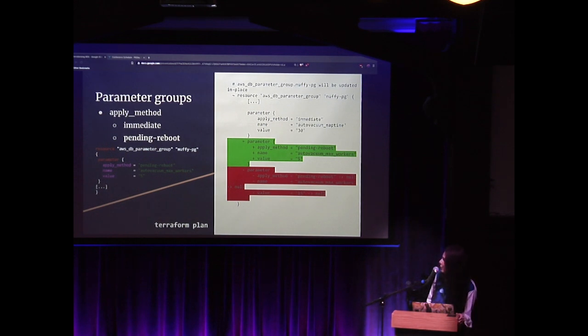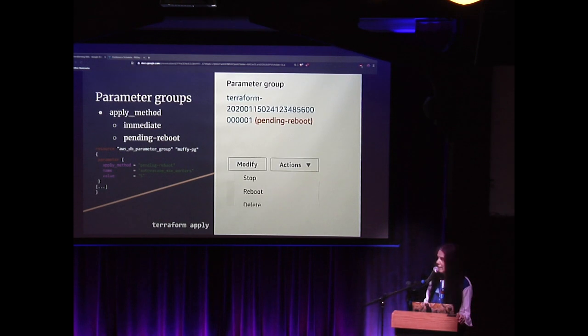If it's a pending reboot parameter, you do the same thing, you get the same plan, you go ahead and do the apply, and it will tell you that the apply succeeded because it did. It has updated the parameter group. What it has not updated is the database. So the configuration of your Postgres server is still whatever it was before you did the apply, because this is a parameter which only gets applied on reboot.